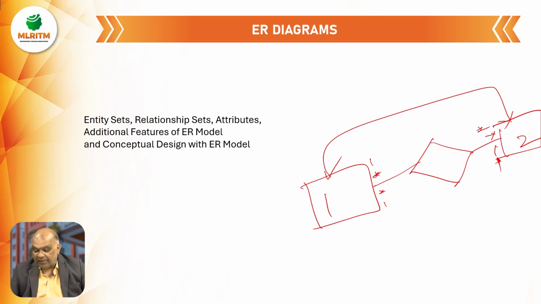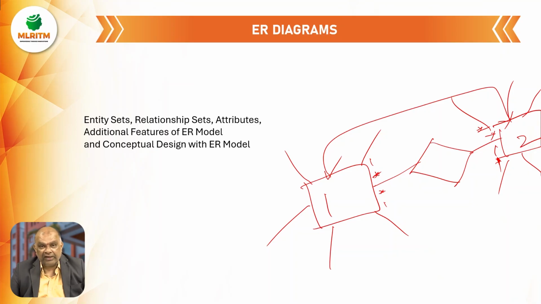So relationship sets are of four types, and for each entity we have the attributes. If all the attributes participate in the relation, then it is called a strong entity.